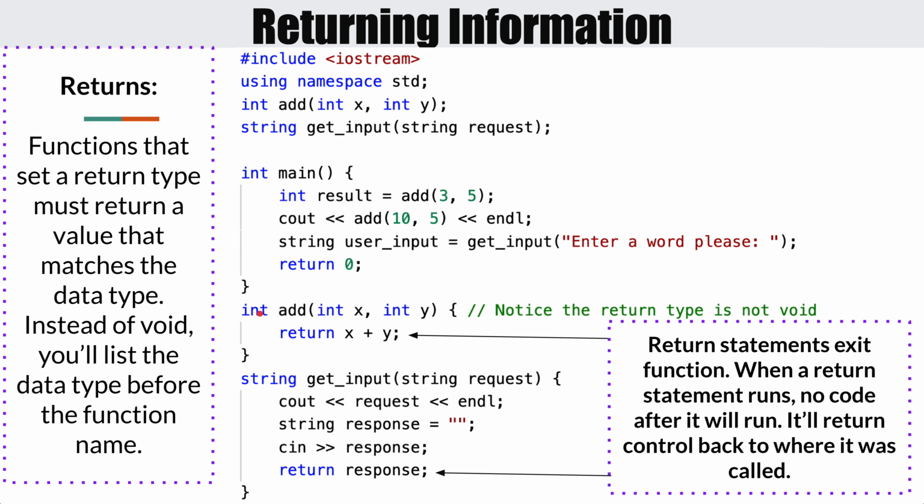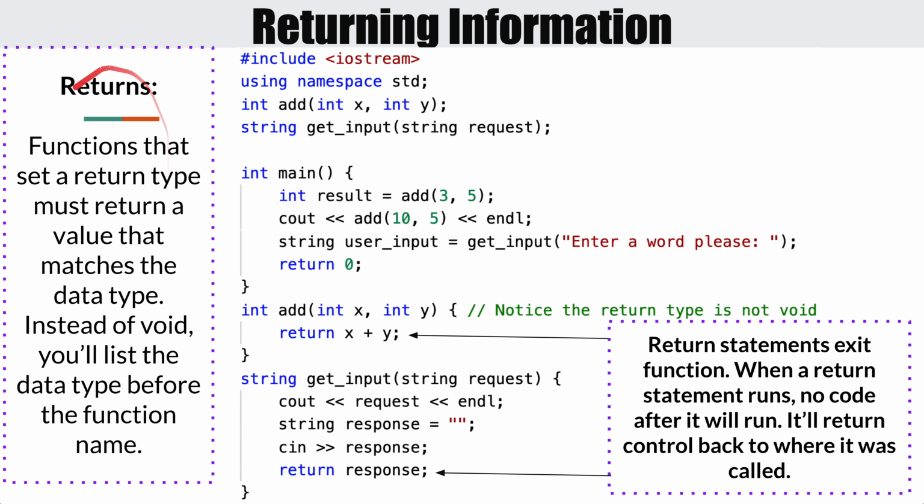So if it's an int, you need to put an int. If it's a string, you need to put a string, and you have to respect that type. And if you say there is a return, so if you put int, then that function must return something of type int. You cannot leave the return statement off, okay?